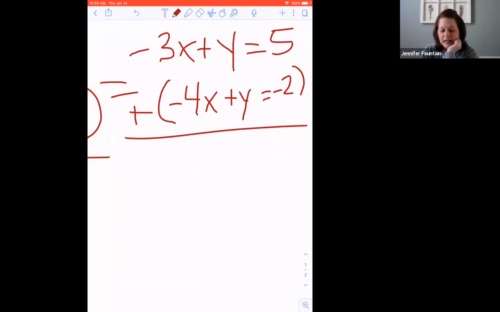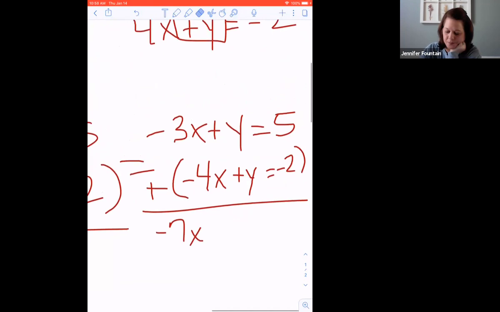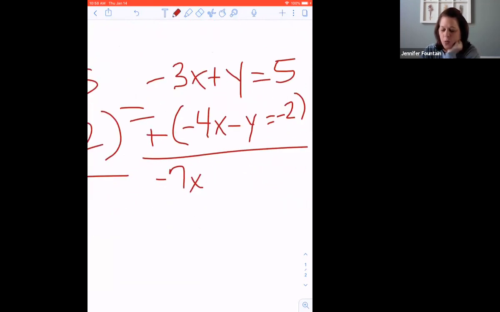So now I have negative 3x plus a negative 4x is negative 7x. I forgot to rewrite that as a negative y. Y plus a negative y, those cancel each other out. And 5 plus a negative 2 is 3.